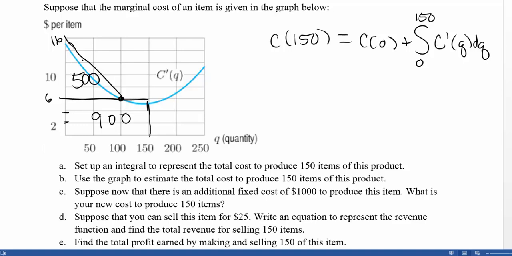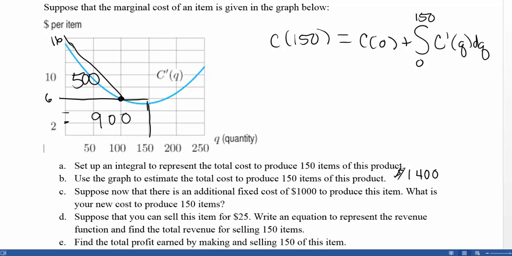So this is just one way to estimate. We could also approximate the number of blocks and then multiply by the area of one block. But we can use various ways and they should all be relatively close. So that means that the variable cost to produce 150 items is going to be $1,400. So it's the sum of those two numbers.